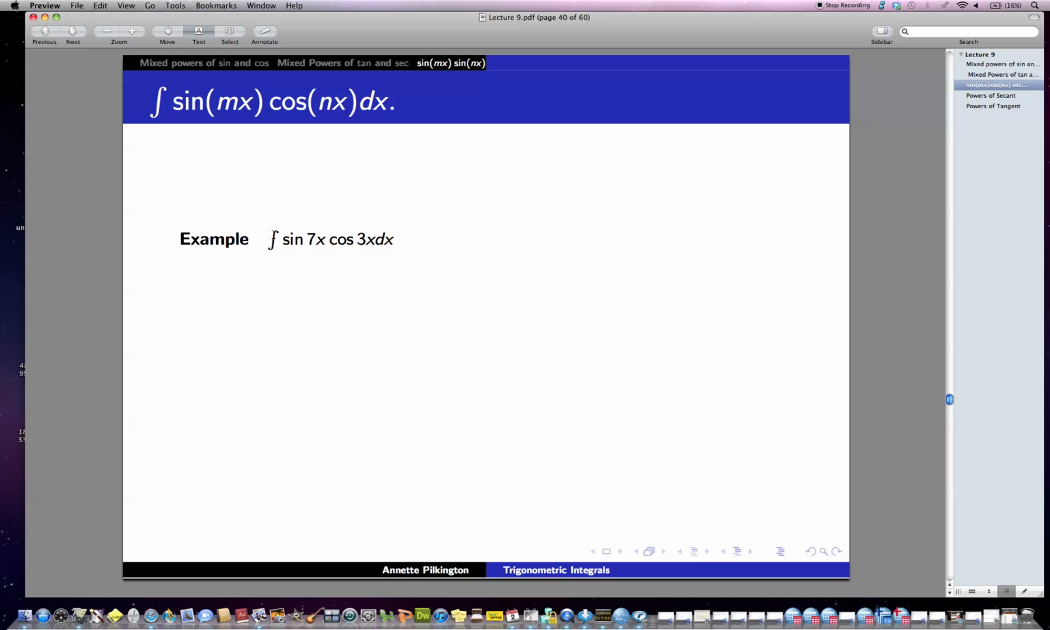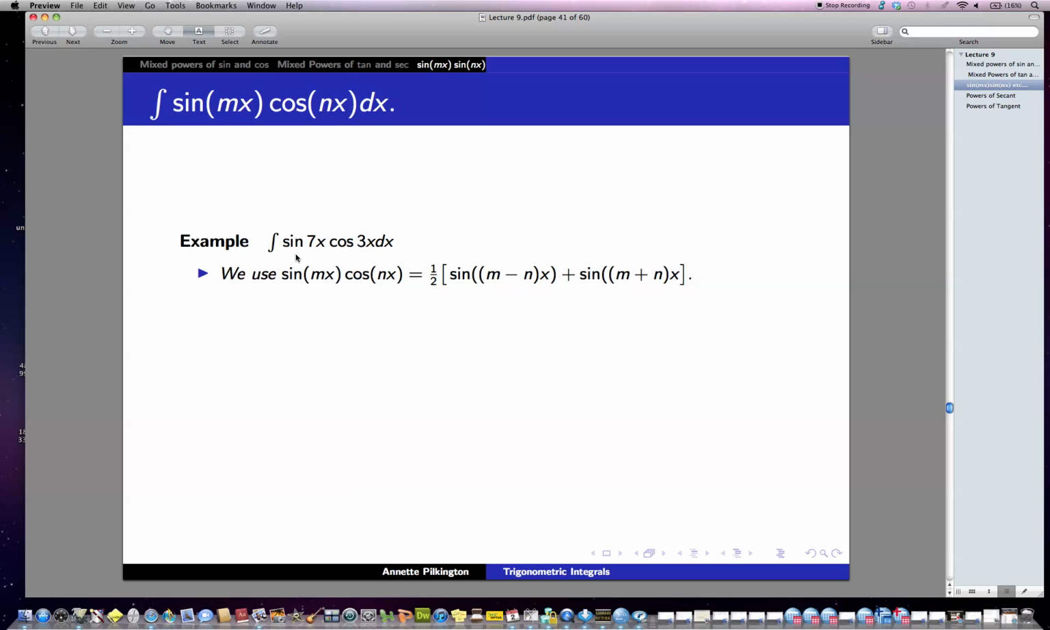Let's have a look at how we might apply this to the integral of sine 7x times cosine 3x. We use the formula sine mx times cosine nx is 1/2 times sine of (m minus n)x plus sine of (m plus n)x. So this tells us that this integral is just 1/2 the integral of sine 4x plus sine 10x, and of course that's relatively easy using techniques from Calculus 1.